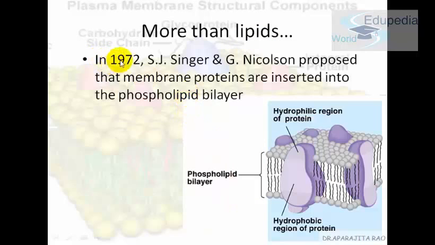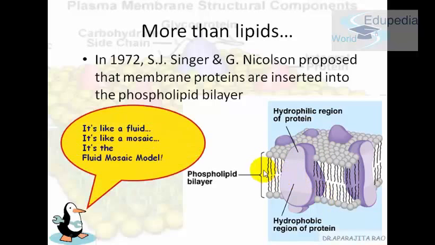Then in 1972, S.J. Singer and G. Nicholson proposed that the membrane proteins are actually inserted inside the phospholipid bilayer. That's why in the sandwich model they were not able to see them. See, this is the membrane and the protein is actually incorporated within the layer itself. So they called this the fluid mosaic model.